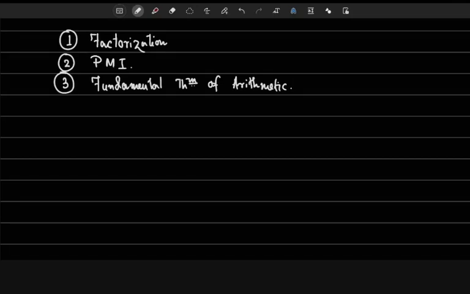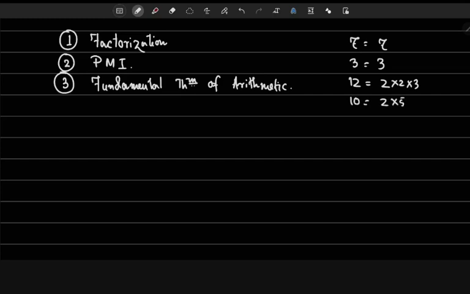Like if you are given 7, then we can write it as 7. If you are given 3, you can write it as 3. But if you are given 12, you can write it as 2 into 2 into 3. That is a product of some prime numbers. If you are given 10, you can write it as 2 into 5.